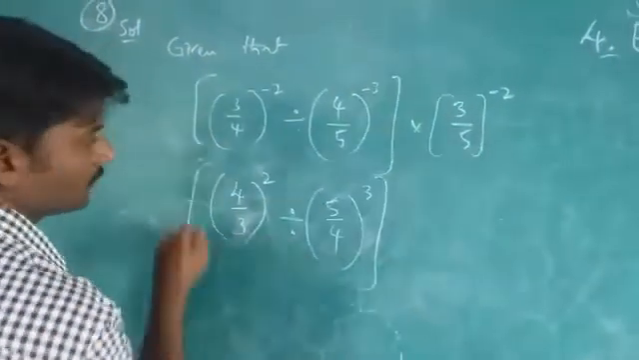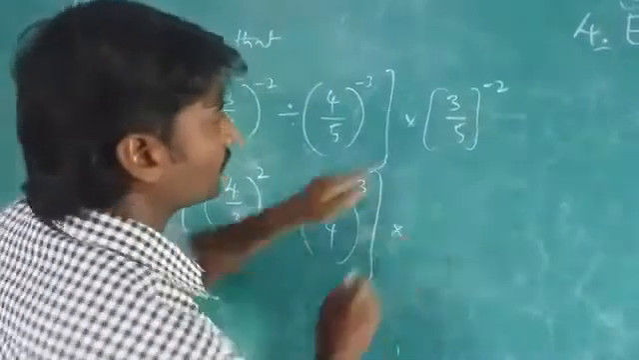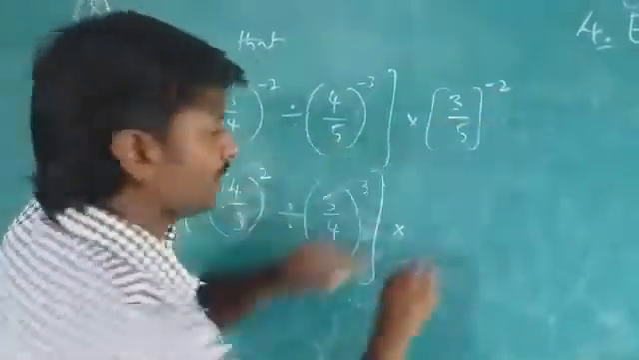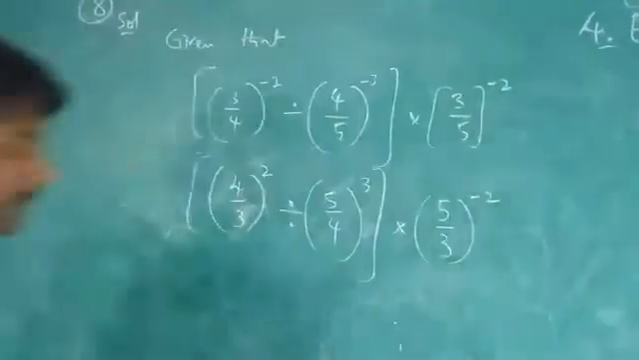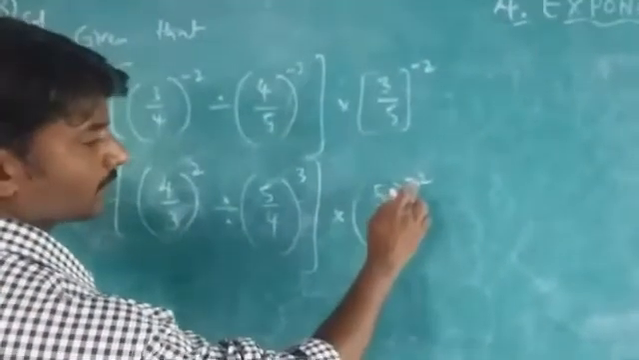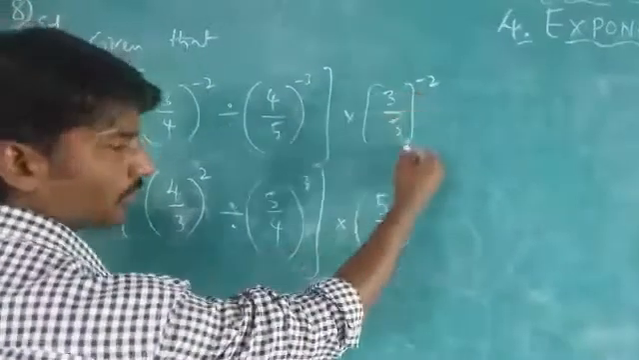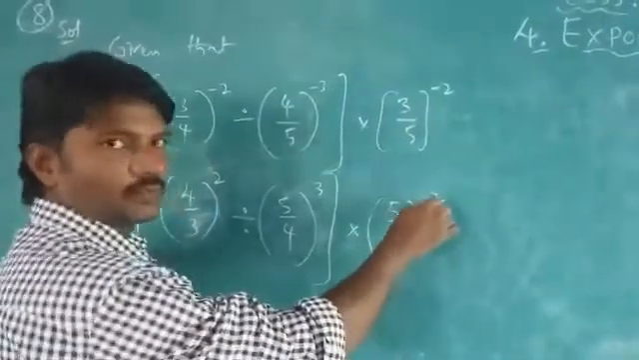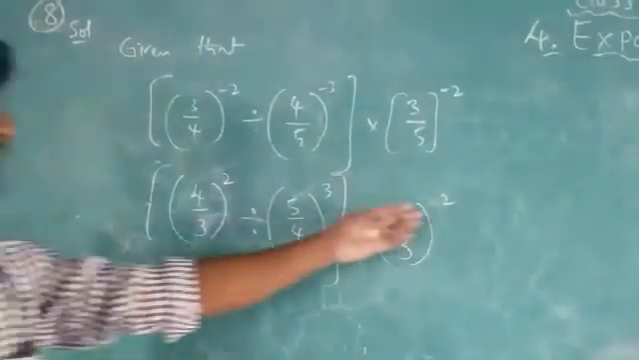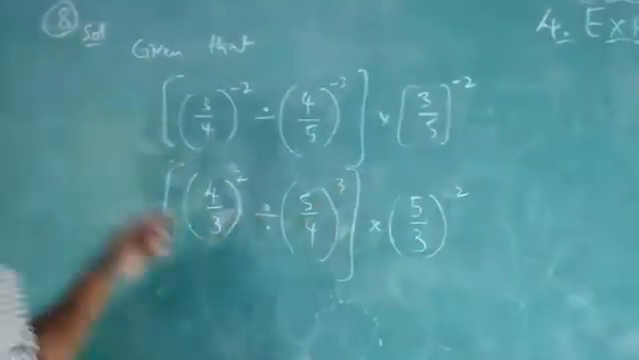Into 3 on 5. Here also we can do 3 on 5, a negative power is there. I can write the reciprocal of 3 on 5 as 5 on 3, to the power of minus 2. You saw, children, here it is plus 2 instead. The reciprocal of 3 on 5 is 5 on 3, and minus 2 becomes plus 2. Okay, change the symbol. If you don't change the symbol, you may make a mistake.